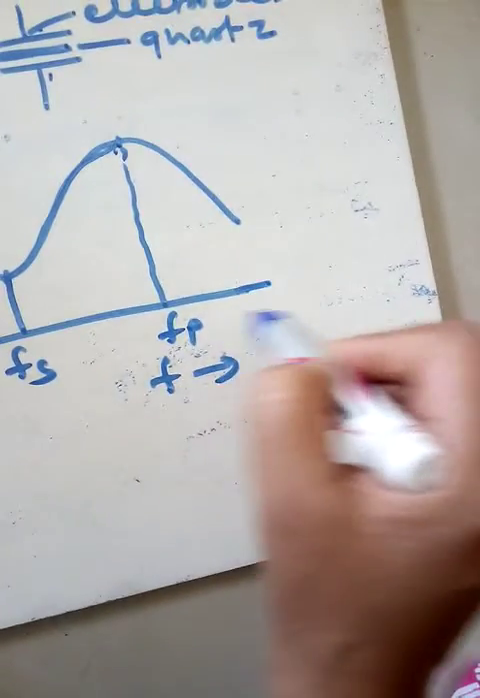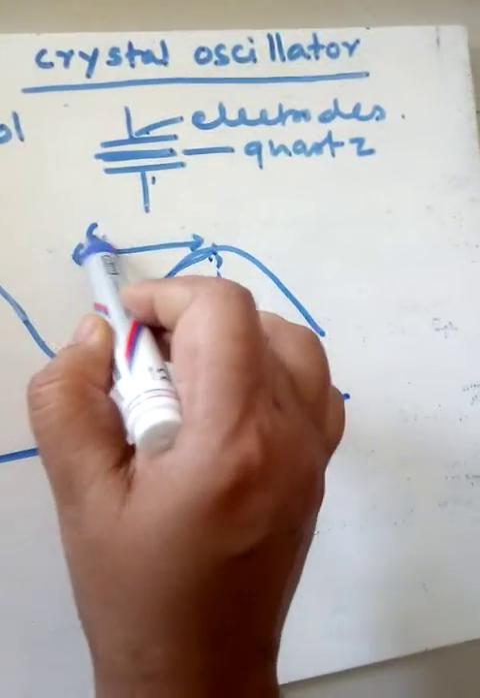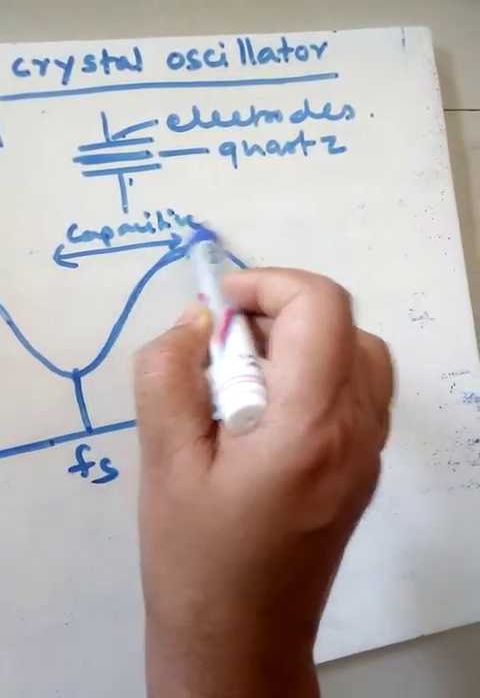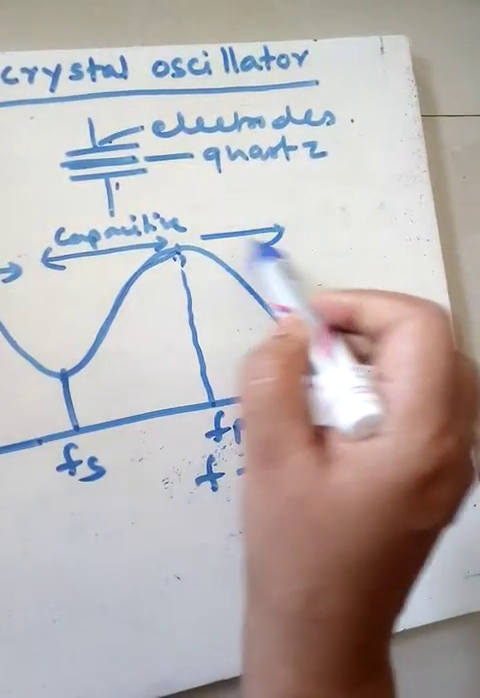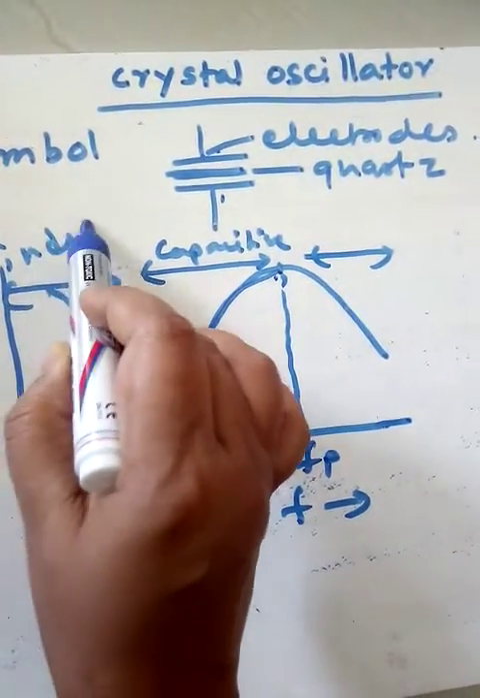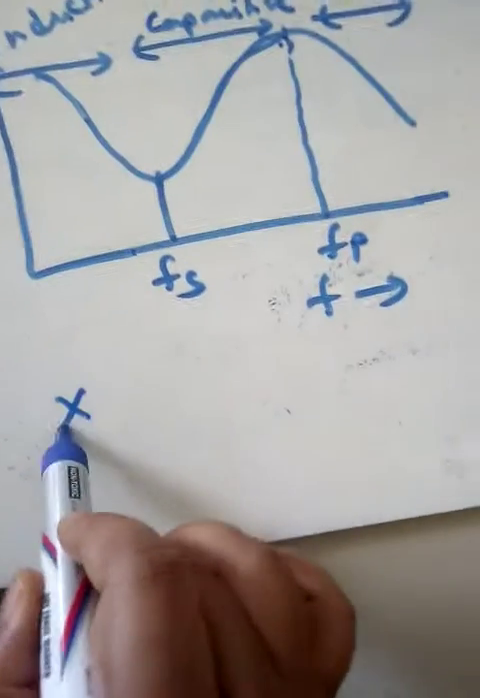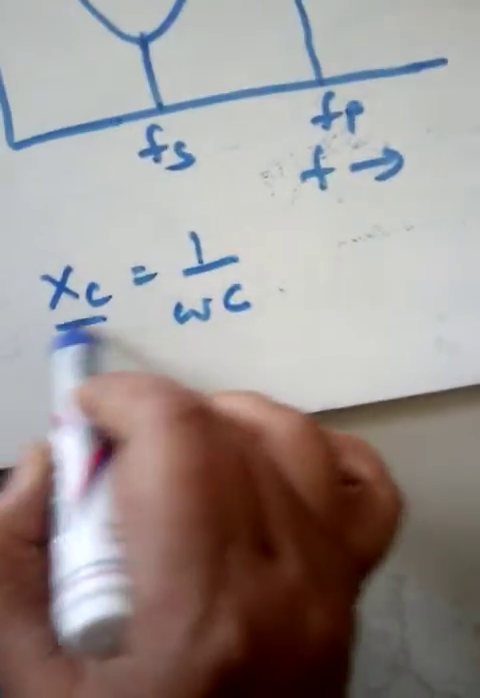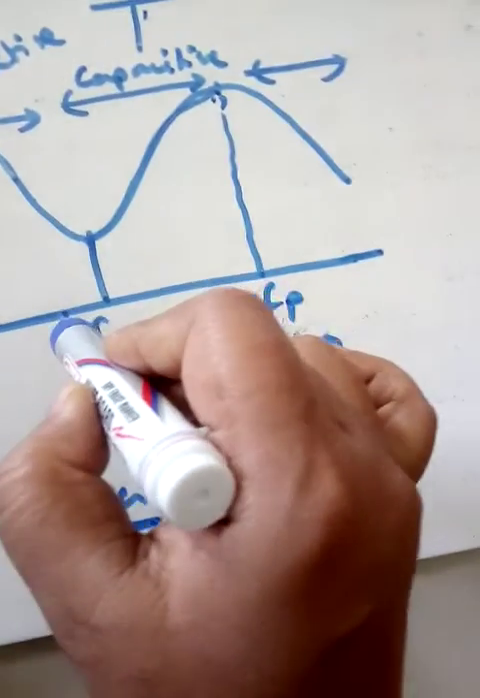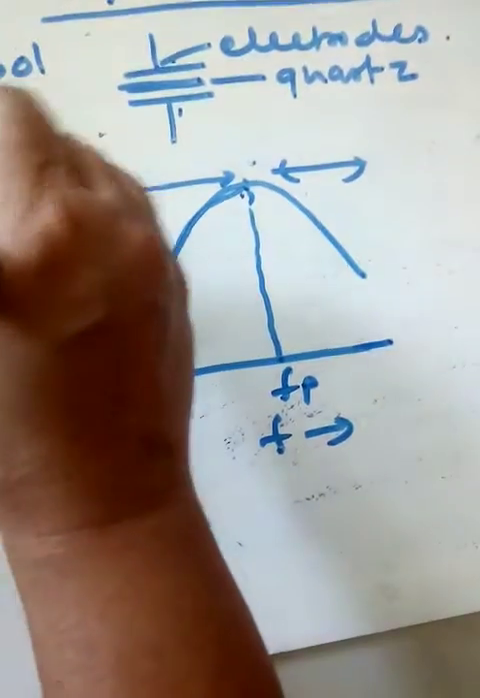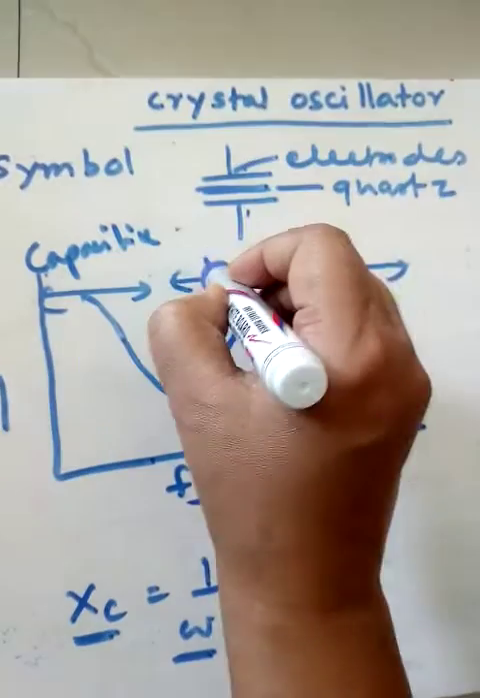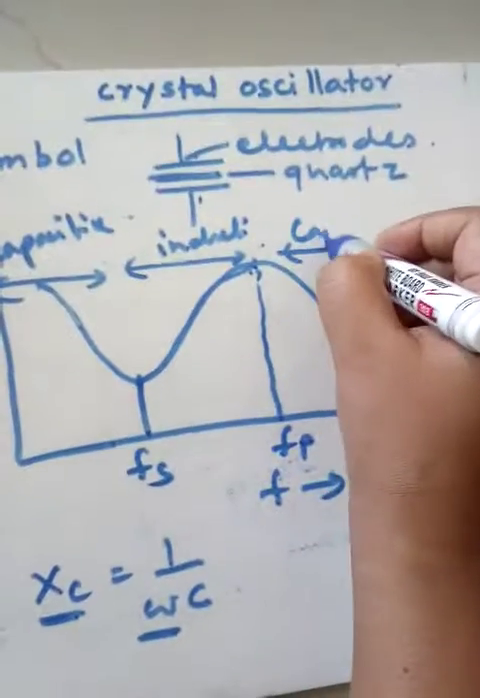Again, beyond this, when the frequency increases, the impedance reduces. This portion is capacitive, and in this portion the impedance is inductive. As we know, capacitive reactance is 1 by omega C, so frequency is inversely proportional to the impedance. So this is capacitive and this is inductive. This is again capacitive.